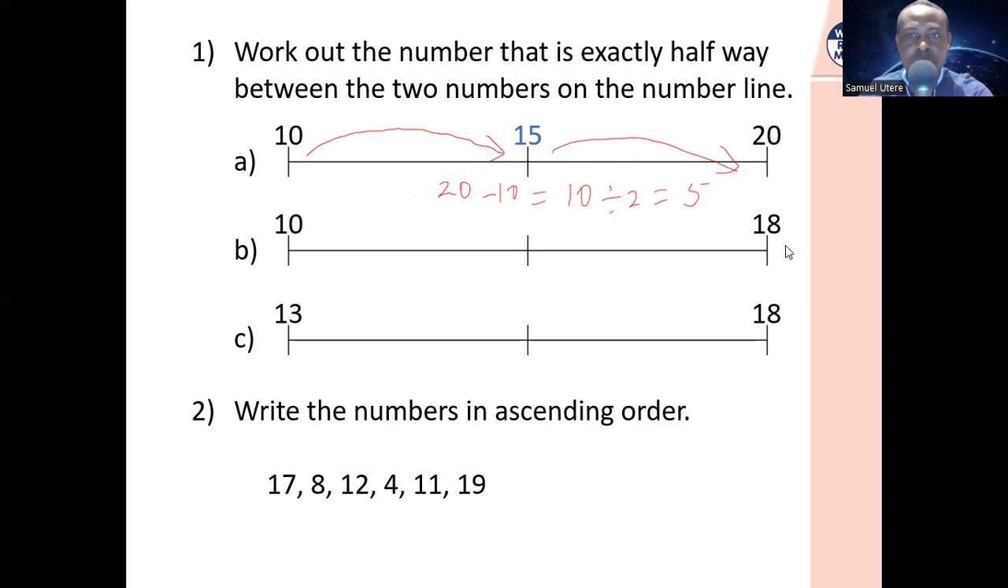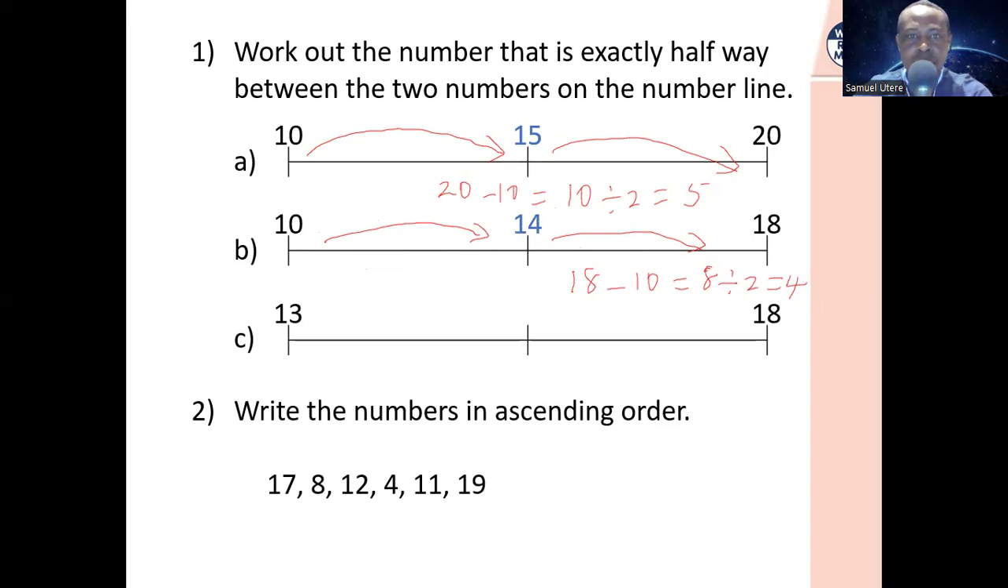If we do the same here, we'll see that the difference is 18 minus 10, which is 8. Now we have two intervals. So 8 divided by 2 is 4. So halfway is 14 because we have to add 4 to 10 to get what is exactly halfway between the two.